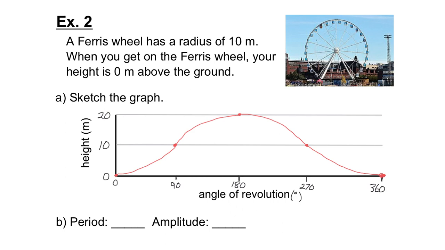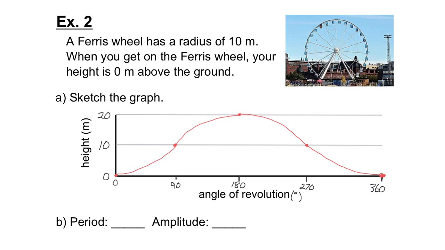So let's start with the sketch. Because I know the radius of the Ferris wheel is 10 meters, think about what that means. From here to here, from the middle of the Ferris wheel down to the outside of the circle, that's 10 meters. So when I've rotated to this point, I'm going to be 10 meters up in the air. When I've rotated to this point, I'm going to be 10 plus 10. That's 20 meters up in the air. So that's how I figured out these values on my height axis.